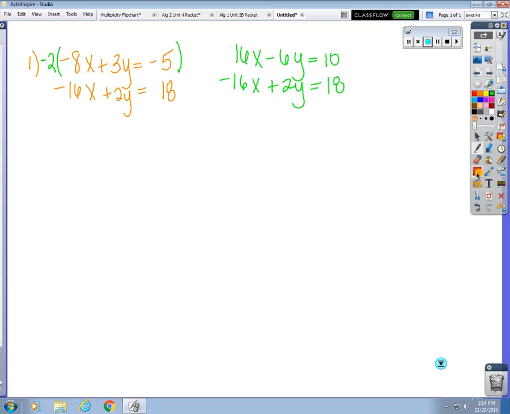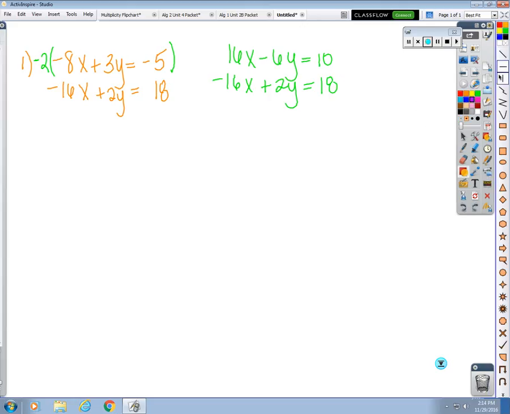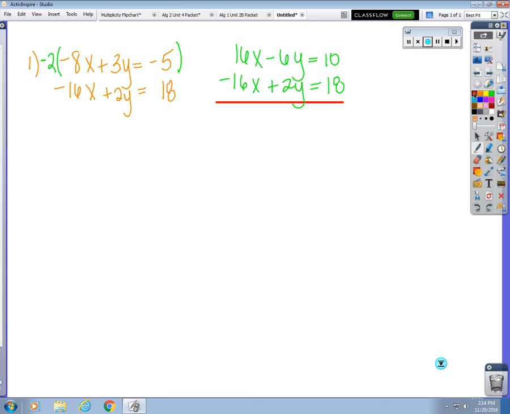Okay, so now that I see that I have one variable, and that variable has the exact same number beside it, but opposite signs, I'm ready to start the process of elimination. So I'm going to add the two equations together. 16 plus negative 16 is 0, so that eliminates. Negative 6y plus 2y is negative 4y. And then 10 plus 18 is 28. Now to solve for y, what do I do on both sides? Divide by negative 4. And so y equals negative 7.